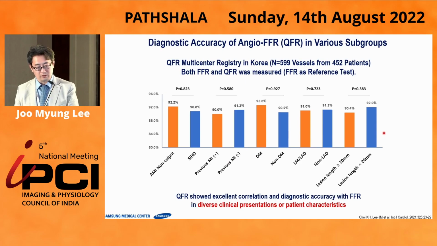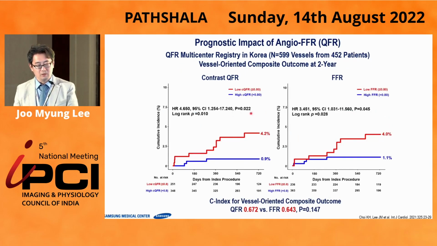or region ranks. And more importantly, for the prognostic implication, patients with low QFR had 4 times higher risk of vessel-oriented composite outcome than the preserved contrast QFR, and the predictability for the future clinical event was the same between QFR and invasive FFR.